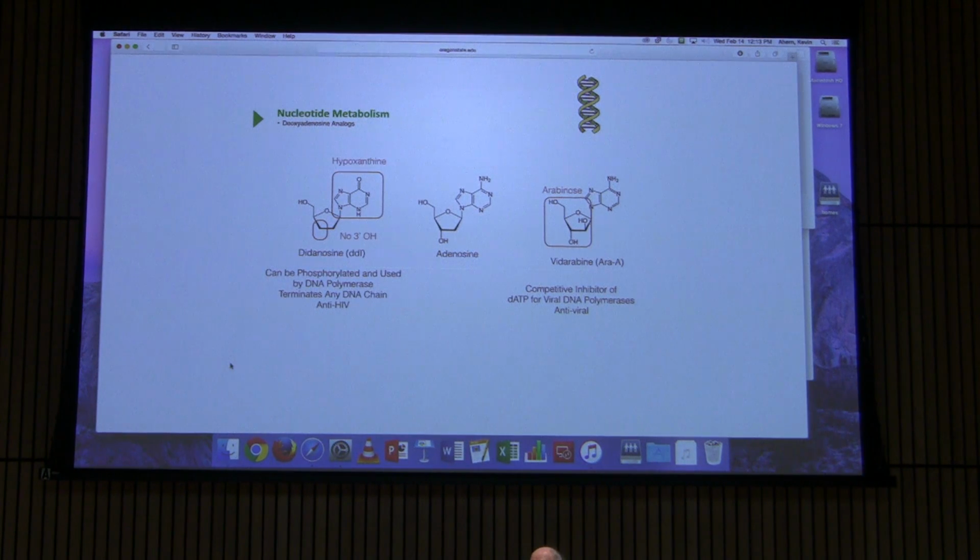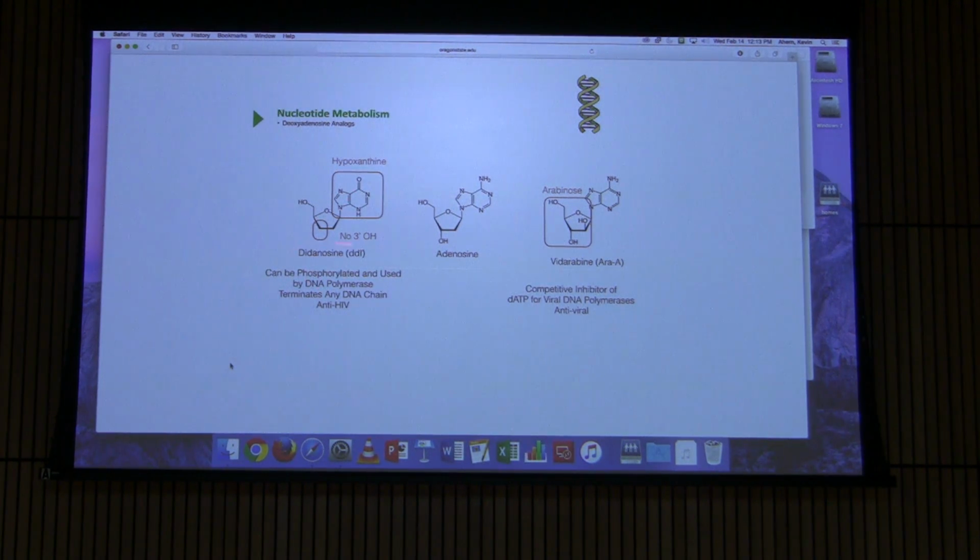What that means is that this is what we call a chain terminator. Something can't be attached to it, so I can't make it any longer, and if I can't make it any longer, I have stopped either the DNA replication or the RNA synthesis for that target organism. That turns out to be really, really useful. So the two approaches are competitive inhibition and chain termination. Let's look at these.